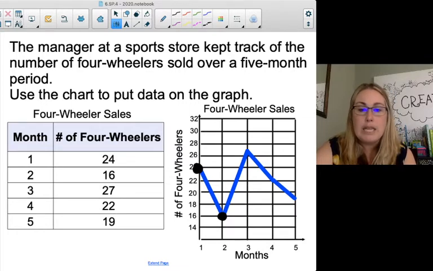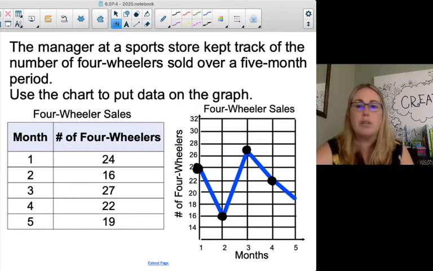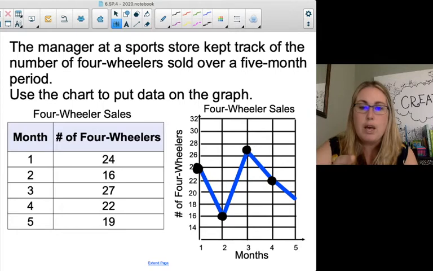Month 3, there were 27 sold. So that's way up here. Month 4, we go over to 4, and there were 22 sold. So I'm going to go up to 22 and make that point. And hopefully you guys are seeing the relationship between these line graphs and coordinate grids, that we're going over across the x-axis and then going up to find our data point.